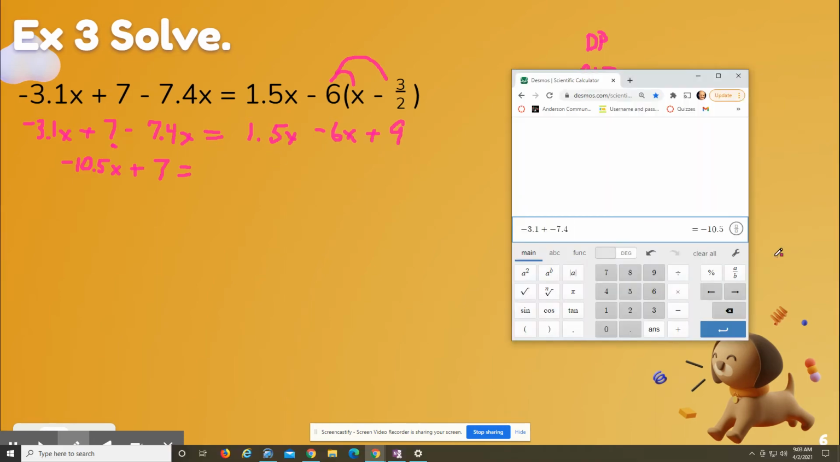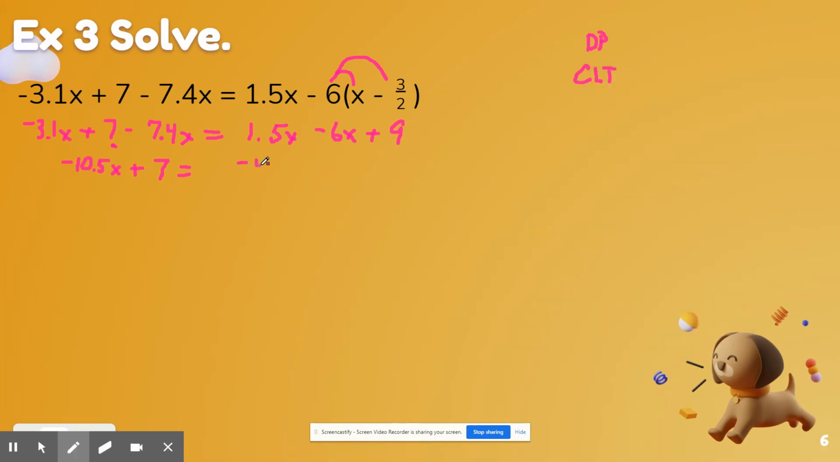Then we're going to do it on this side. We got 1.5 plus negative 6. Gives us negative 4.5x. Plus 9 just drops straight down.